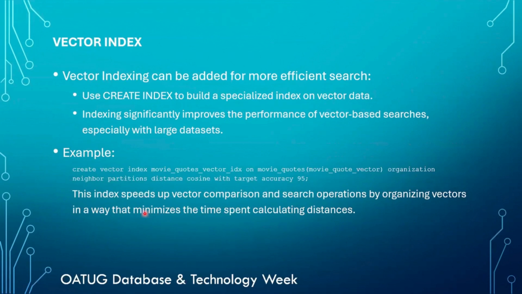And vector index, as I told you, is available. You can create indexes on the movie quote vector. For example, it's going to create an index on the movie quote vector on the movie quotes table, where the vector column is this. Organization, neighbor partitions, distance, cosine algorithm it's going to use with target accuracy 95%. So these are the syntaxes. You can create an index to run your query efficiently.